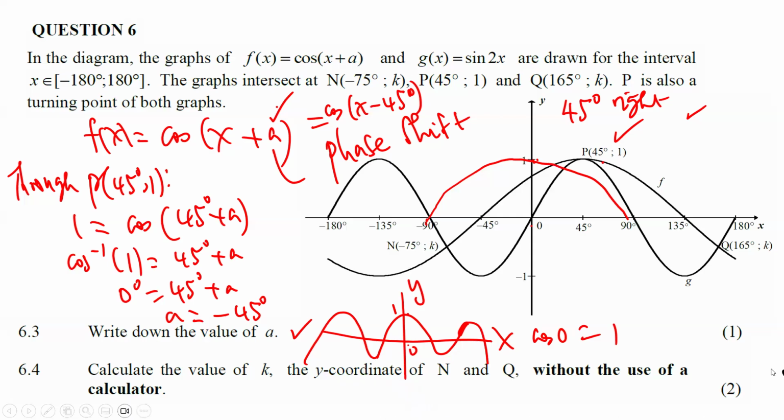Okay, we want the value of k now. What is the k? The k is there, 165 degrees and k, but also minus 75 degrees and k. But calculate the value of k. What is the value of k, let's say? And now, what is the value of k?